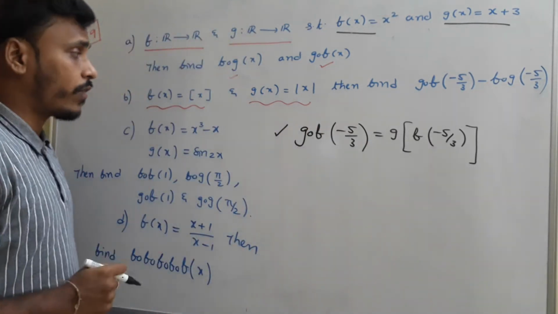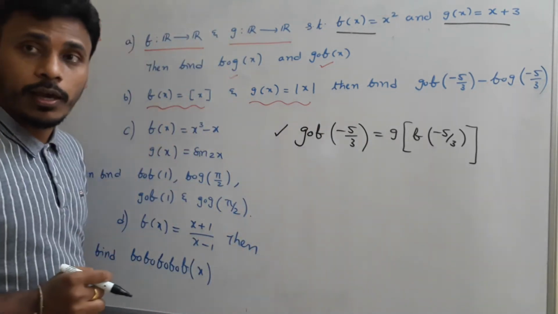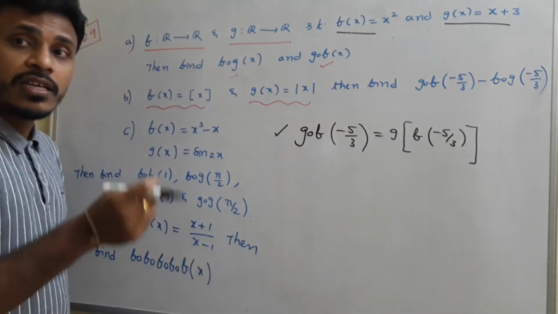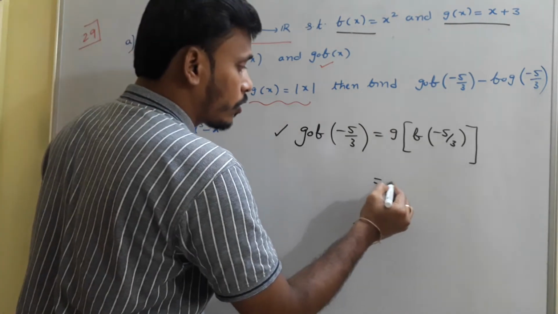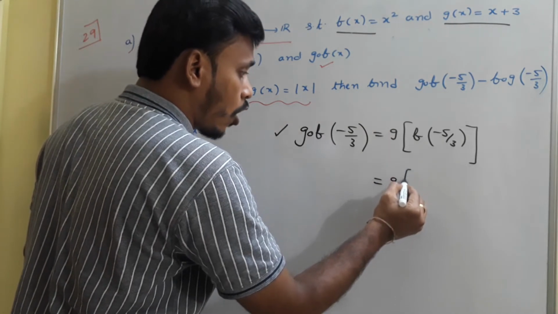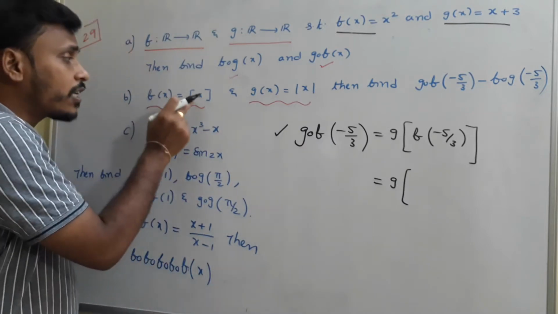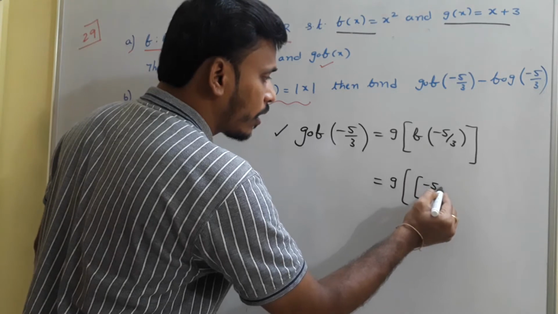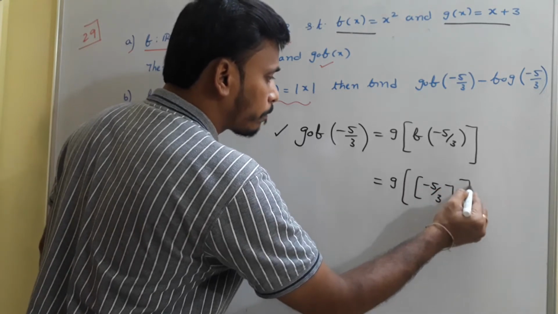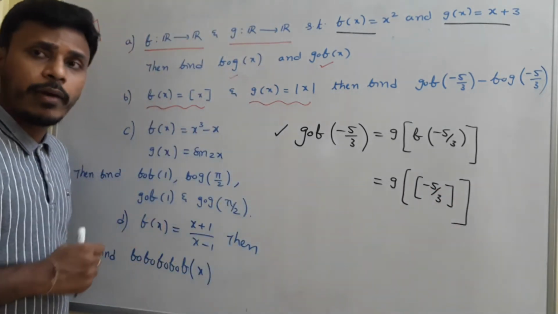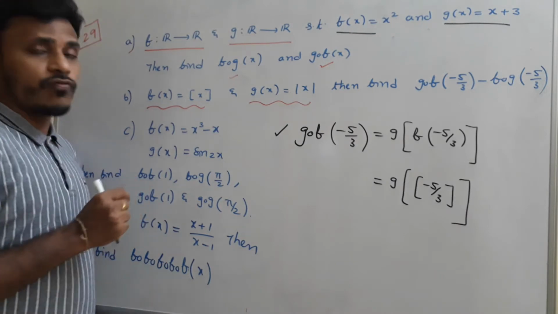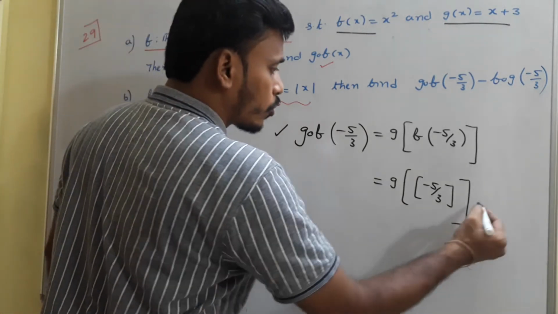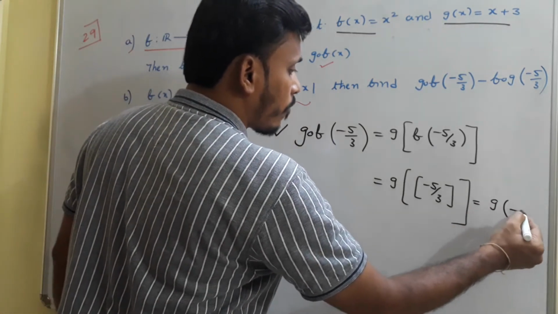f of minus 5 by 3. f of x is step x, okay? So f of minus 5 by 3 is step of minus 5 by 3. So this is equal to g of, now the definition is step x. Step of minus 5 by 3 means, see, minus 5 by 3 is minus 1 point something, its step value is minus 2. So this is equal to g of minus 2.